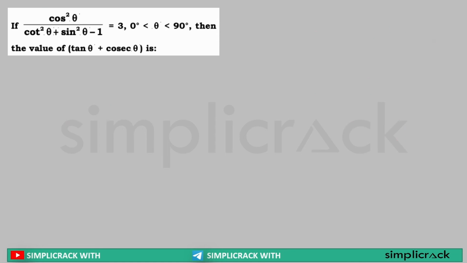Clear? Now this is an interesting question. It is saying cos square theta by cot square theta plus sin square theta minus 1 is equal to 3. Let's write it. Cos square theta is equal to 3 into cot square theta plus sin square theta minus 1. This can be further written as 3 cot square theta plus 3 sin square theta minus 3. Yes or no? Yes.